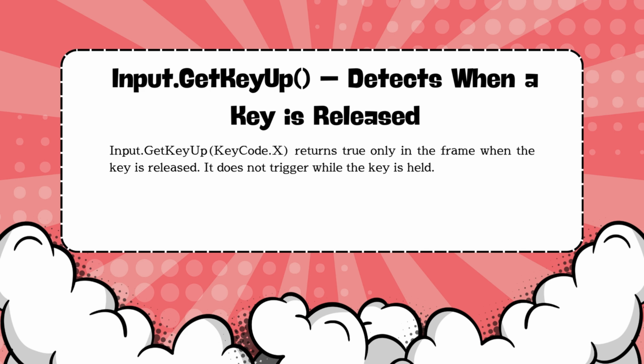Input.GetKeyUp detects when a key is released. Input.GetKeyUp(KeyCode.X) returns true only in the frame when the key is released. It does not trigger while the key is held.